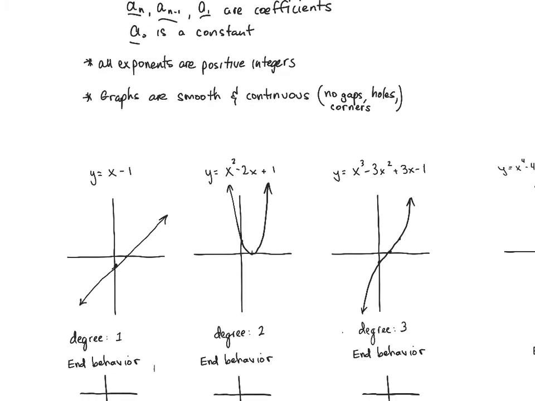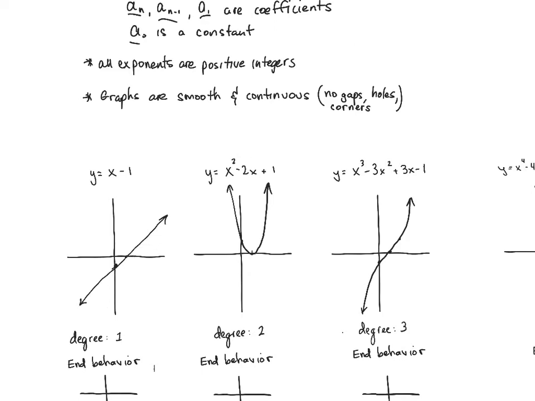So we have y equals x minus 1. This is a polynomial function. We know it's called linear. It's a linear function, but a linear function is a type of polynomial function. So x minus 1, linear, but it's a polynomial. You can see the graph here. It's a linear graph.